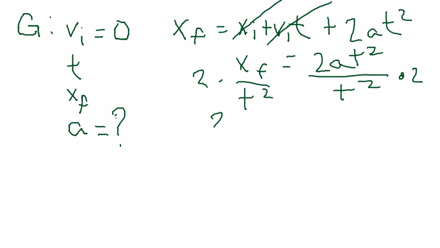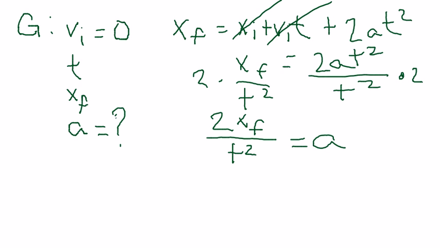So your answer is 2 times the final distance over time squared equals acceleration. And that's all you have to do for part A. You don't have to worry about putting in numbers because it just wants the equation.